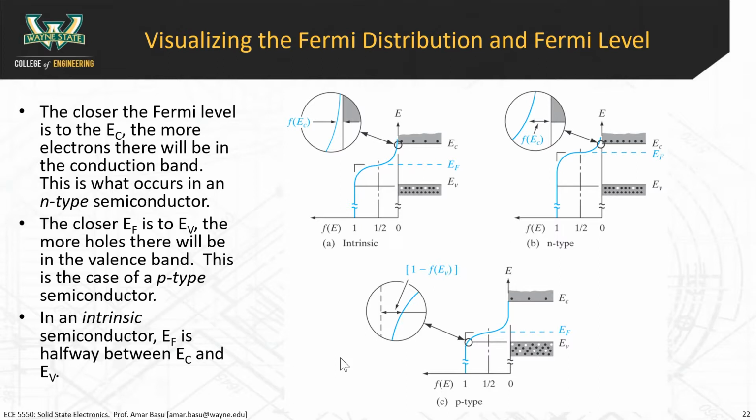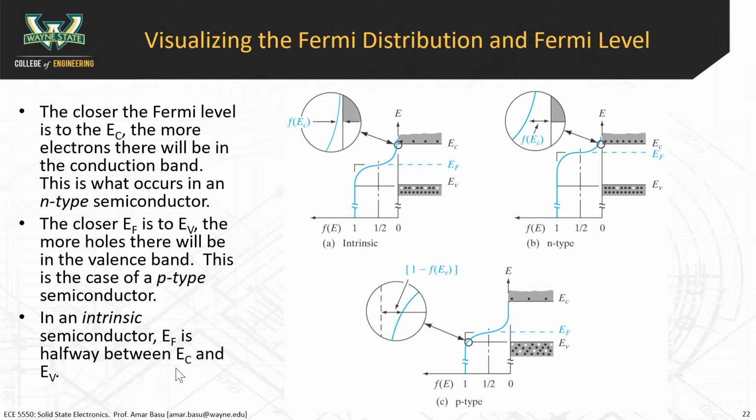We'll talk about that. So we're visualizing the Fermi distribution and the Fermi level. The closer the Fermi level is to the conduction band, the more electrons there will be in the conduction band, and this is the N-type semiconductor. The closer the Fermi level is to the valence band, the more holes there will be in the valence band, and this is the case with a P-type semiconductor. In an intrinsic semiconductor, the Fermi level is midway between EC and EV.